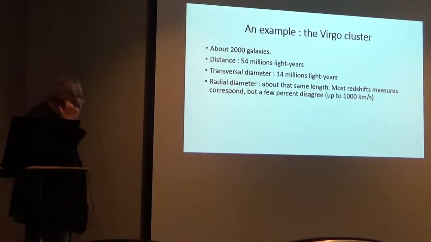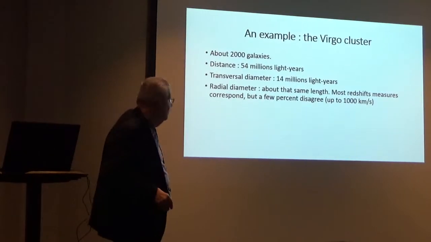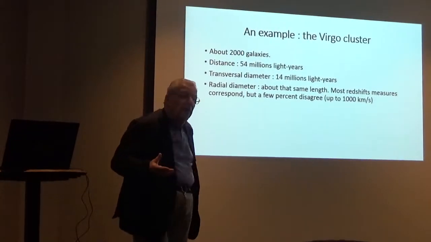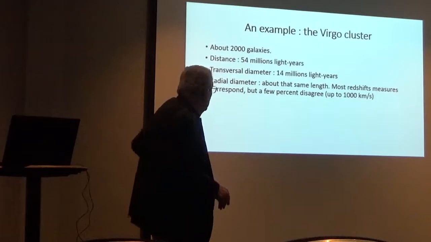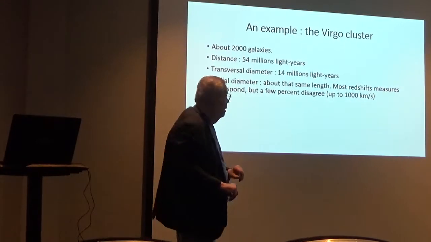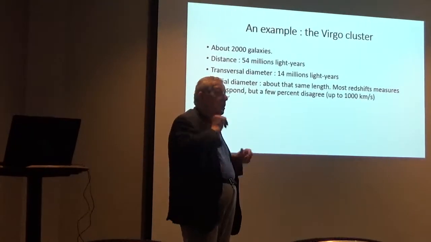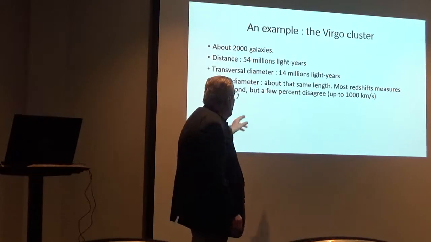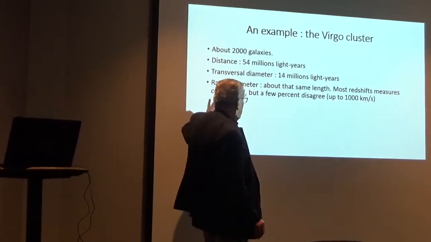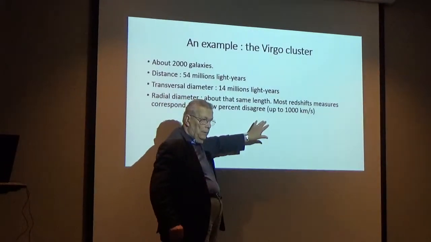An example, the famous Virgo cluster, probably the most famous of clusters. About 2,000 galaxies, at a distance of 54 million light years. Transversal diameter, the one you can measure on a picture, about 40 million light years. Radial diameter, by measure of distances, about the same length. Most redshift measures correspond to this length, but a few persons disagree.